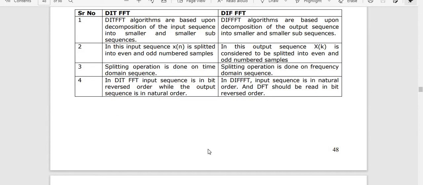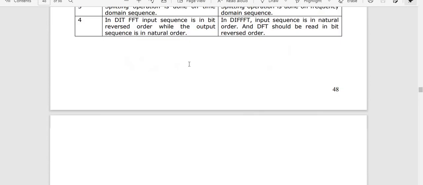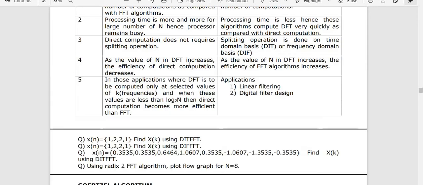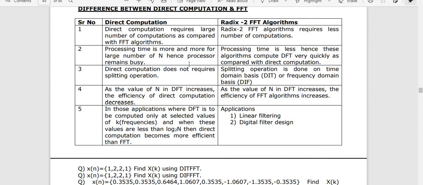In DIT FFT, the input sequence is in bit reverse order, right? Input is in bit reverse order, whereas in DIF FFT, the input is in normal, natural order, and the output is in bit reverse order, right? So that is what we have mentioned for both. That's the difference between DIT FFT and DIF FFT. There are a lot more points, but what is the direct difference from direct computation?